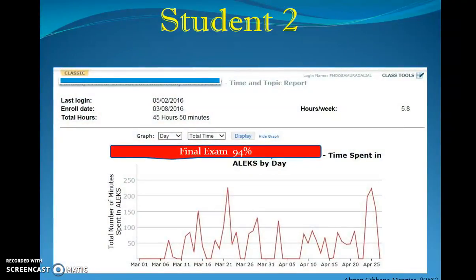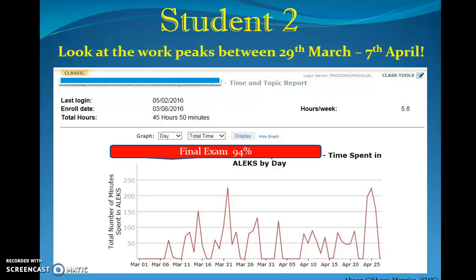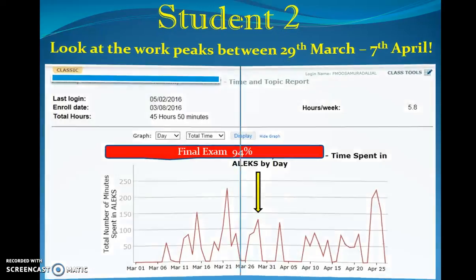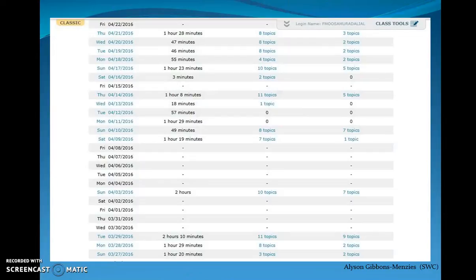Student 2 was studying in the same class as student 1. There are very few flat lines between the 29th of March and the 7th of April. Look at the work peaks over the holiday. And more interesting is the number of hours spent in Aleks and the number of topics that were completed and finished. This was before the holiday.